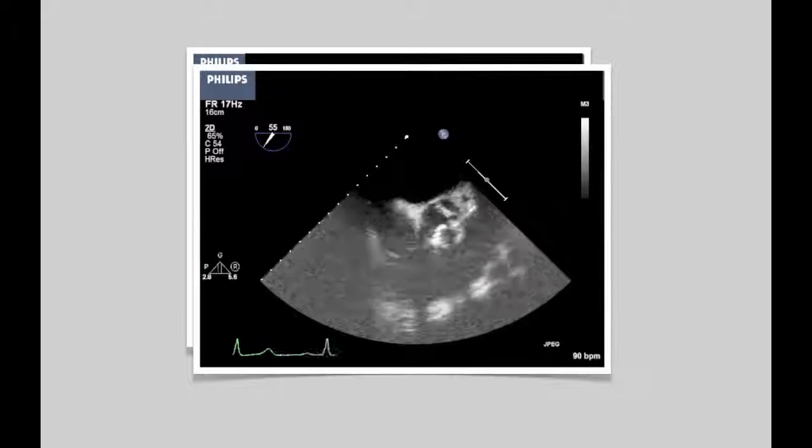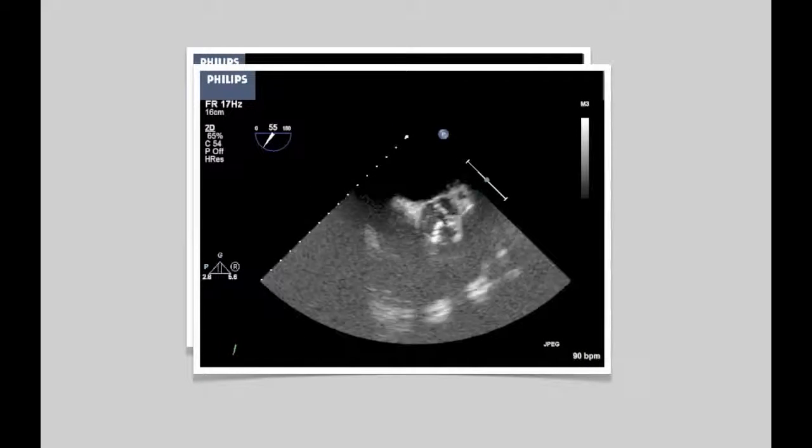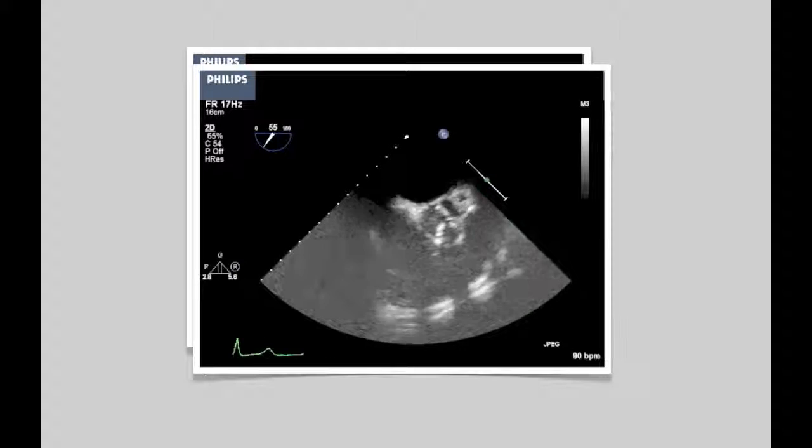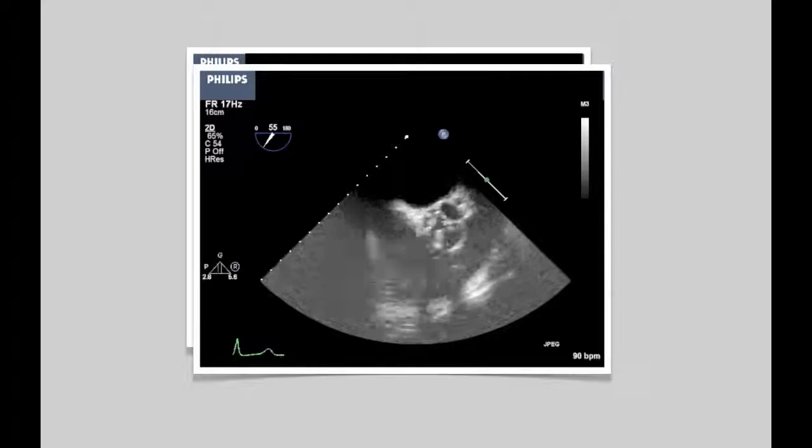We can see as we move in closer here that there is a slight separation of the left and right coronary cusps, but not substantial, and that likely confirms our initial diagnosis of severe aortic stenosis.